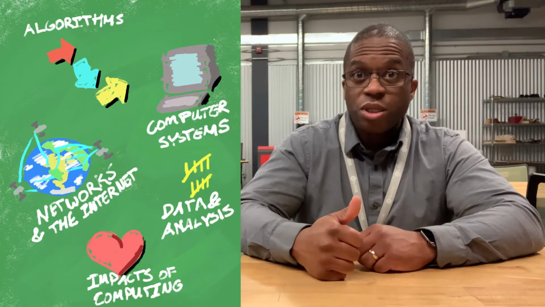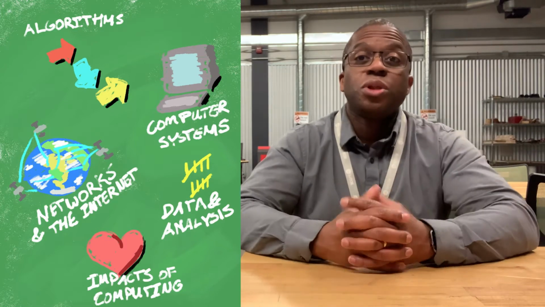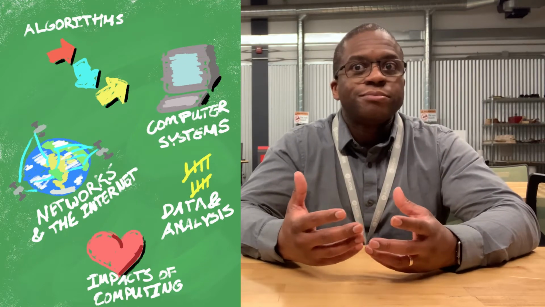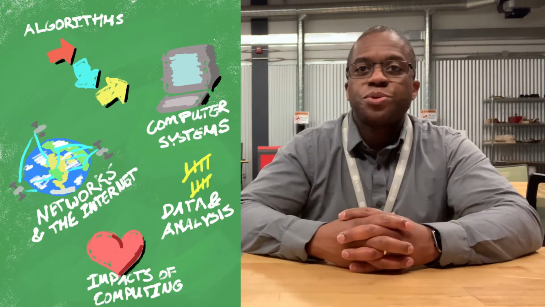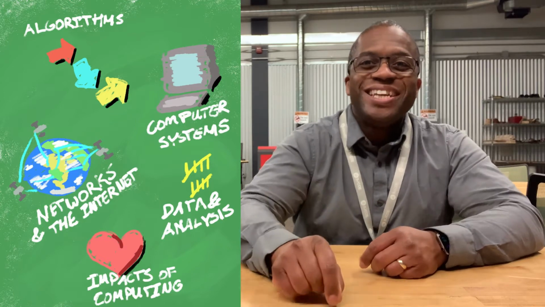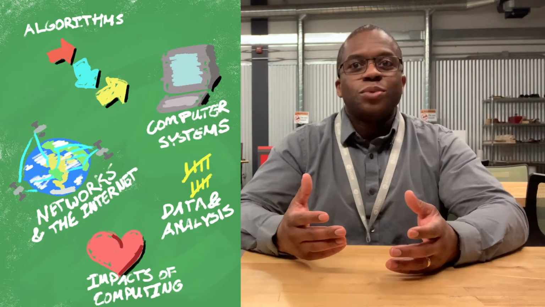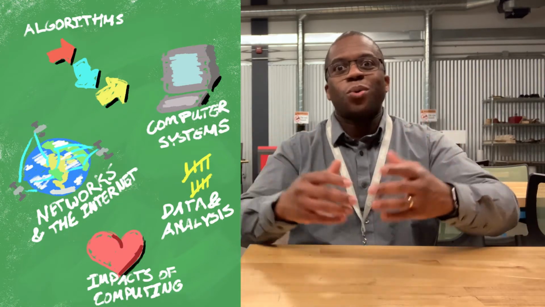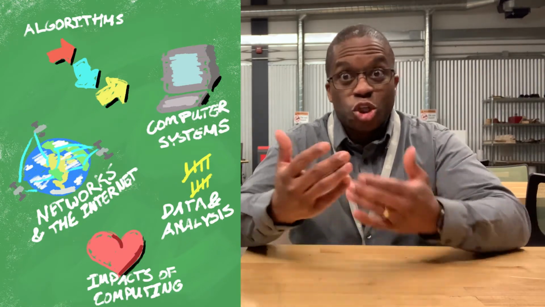Computer systems, because all computation occurs on a physical object. Algorithms and programming, the coding that we think of for computer science. Networks and the internet, because, well, we use networks with computers so we can transfer information quickly. That's why we're able to talk through this video.